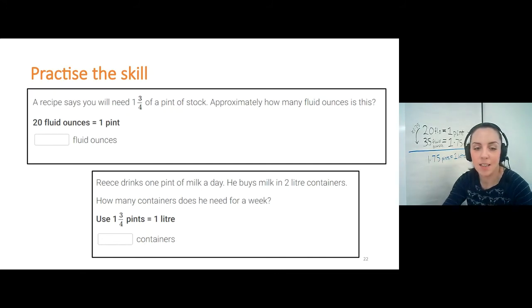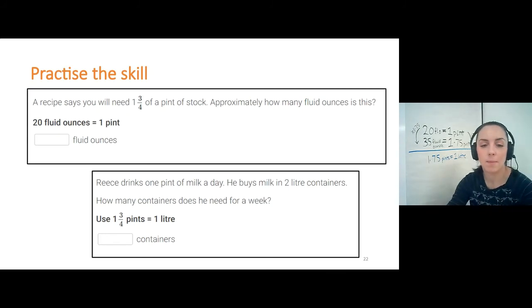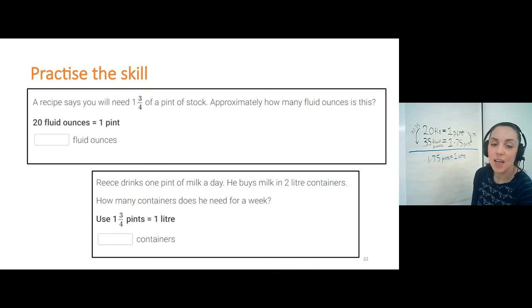Anybody tell me? If he drinks 1 pint of milk a day, there's 7 days in a week. Well done, Georgie. So in a week, he drinks 7 pints. Okay. So it's really important to get that part of the question there. So if he drinks 1 pint of milk a day and he buys milk in 2-litre containers, how many containers does he need for a week? So if he drinks 1 pint of milk a day, he must drink 7 pints of milk a week.